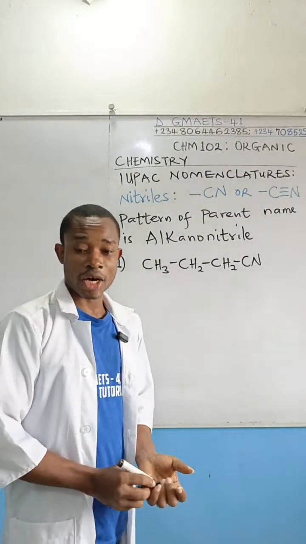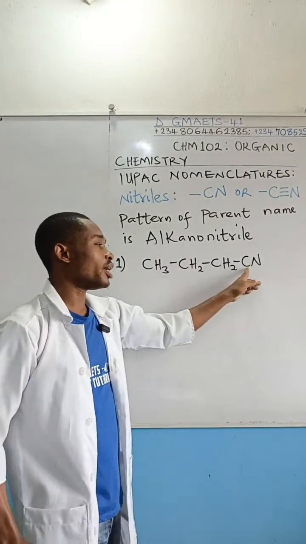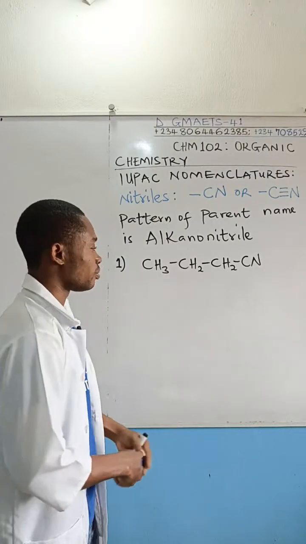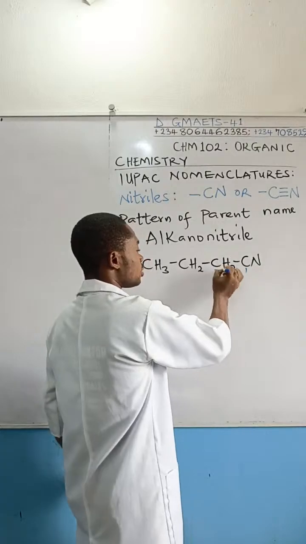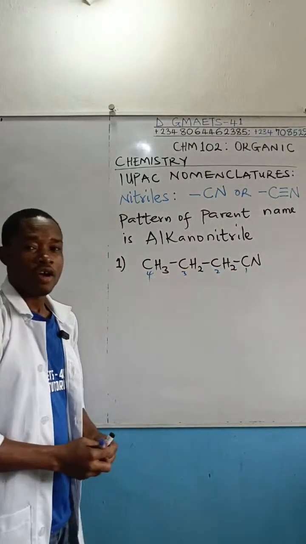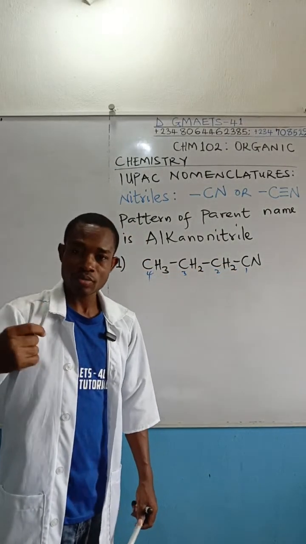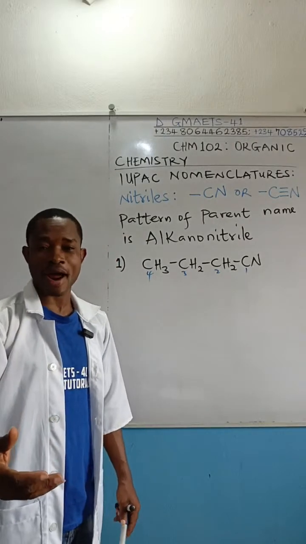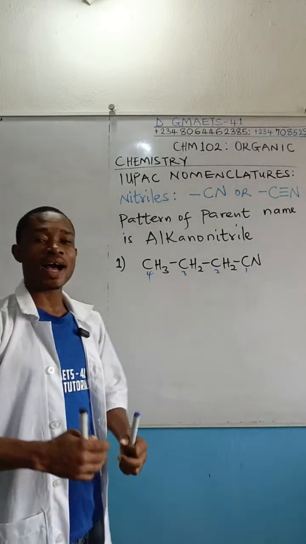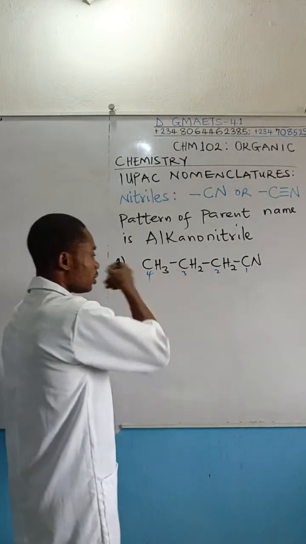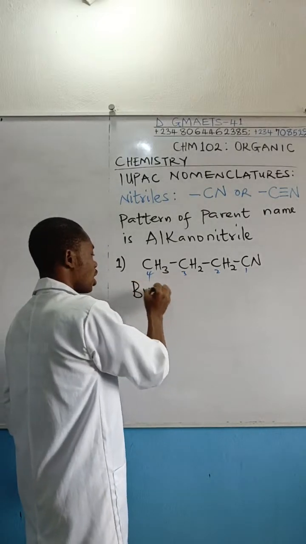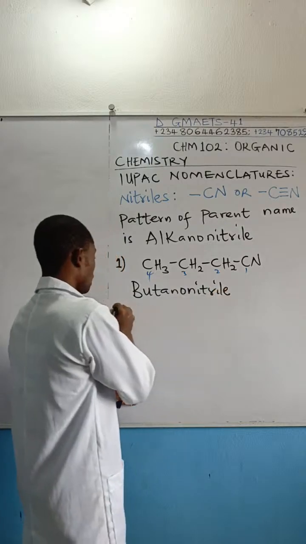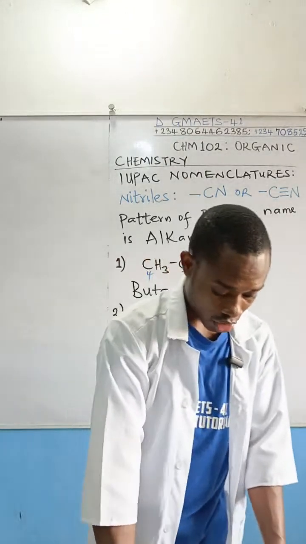As a terminal functional group, that carbon that is bonded to nitrogen with a triple bond is always taken as carbon number 1. So going from there, this is 1, 2, 3, and what? 4. 4 carbon atoms is but. So as an alkanenitrile, it becomes butanonitrile. So this is butanonitrile. Cool.